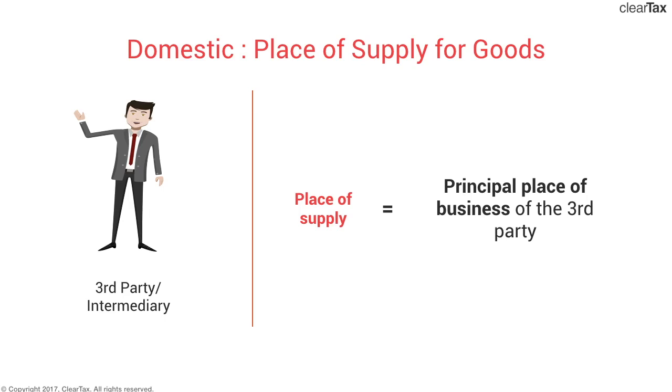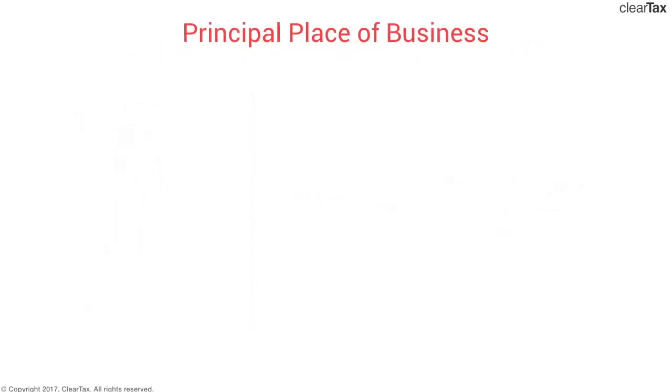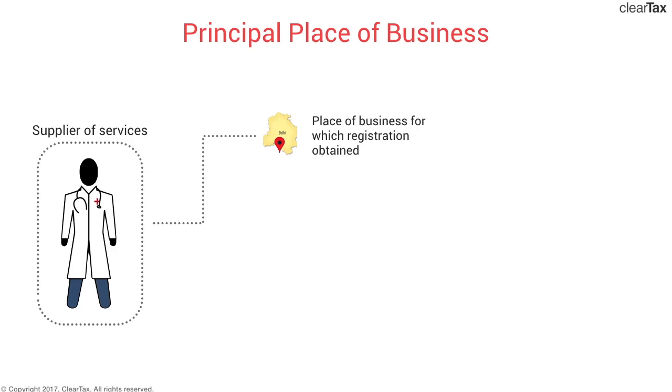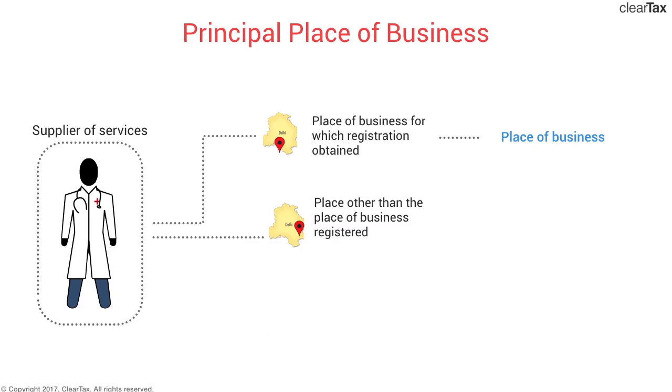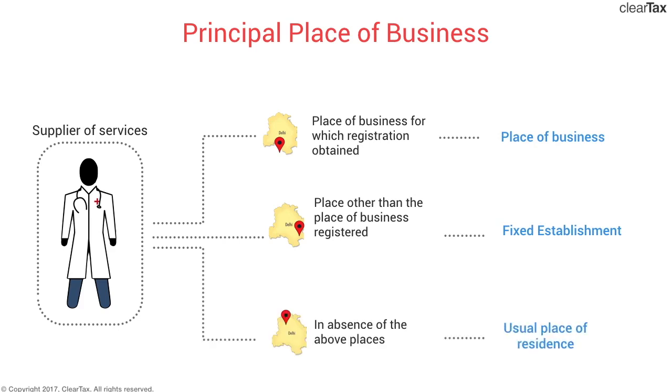We already know what a principal place of business stands for. We've seen the definition while we discussed the location of supplier of services. Recall that a principal place of business would be either a place of business for which registration has been obtained, or any place other than the place of business for which registration has been obtained if the supply is made on that place, or in the absence of any of these places, the usual place of residence. For corporates, it could be the place where the company is incorporated. For an individual, of course, his home where he usually resides.